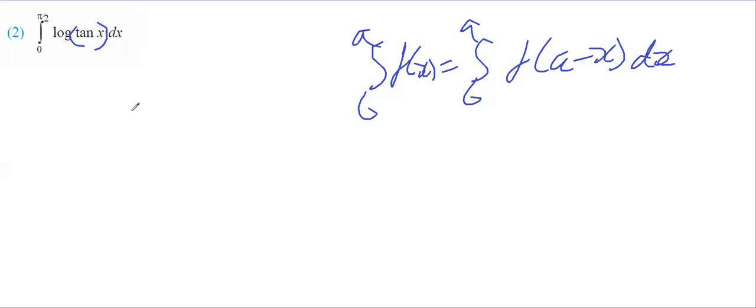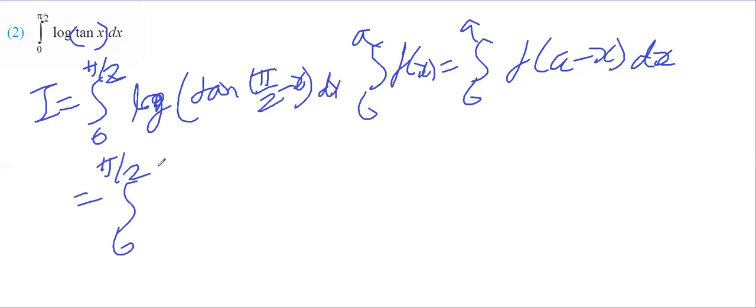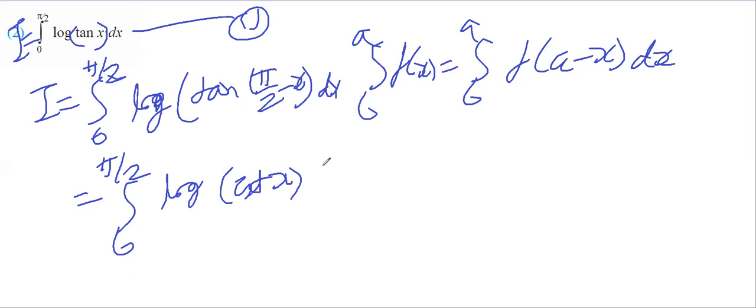So how to do that? First, I will write I is equal to integration 0 to pi by 2 of log of tan of pi by 2 minus x dx. Okay, this I will call equation number 1. And this will be log of, what is tan of pi by 2 minus x? It is cot of x, cot x dx. This is my equation number 2.